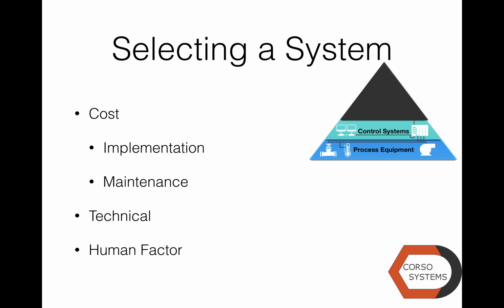Selecting a system. Now, we don't live in a bubble, and many things come down to cost. And this is going to be broken down into implementation cost and long-term maintenance obligations, such as operator training and support costs. On a technical level, there may be components in a DCS not available in a PLC or vice versa. As technology improves, this is becoming less and less of a factor, but please confirm with specific equipment.